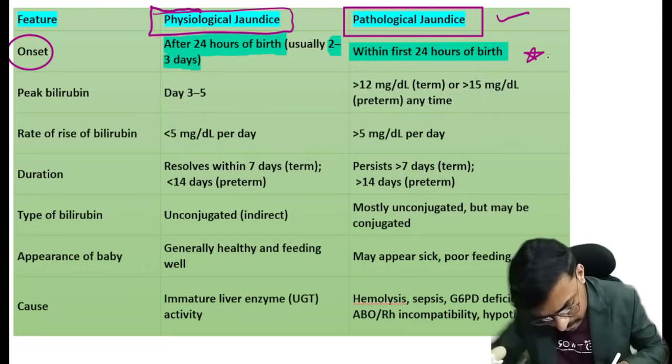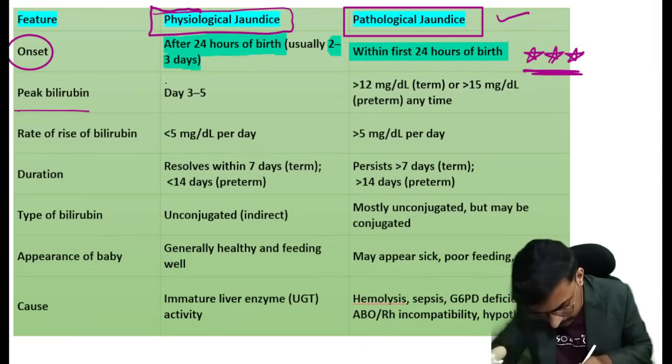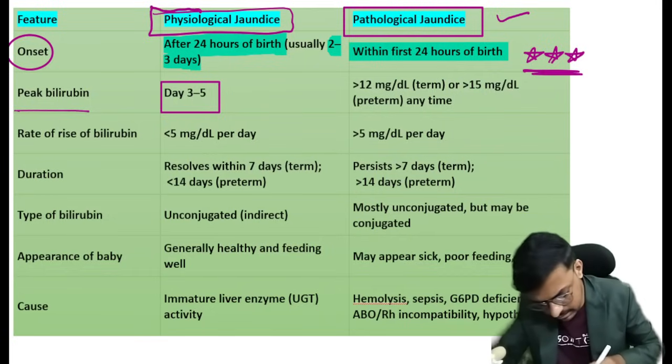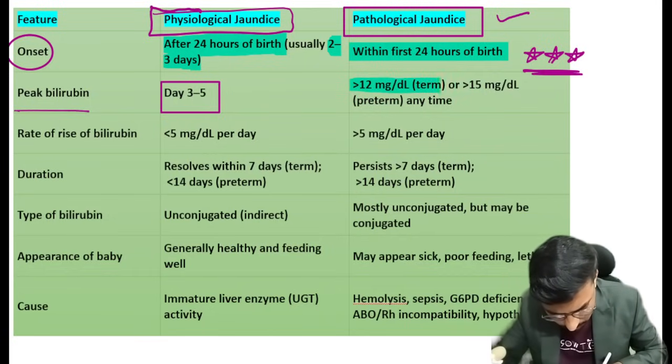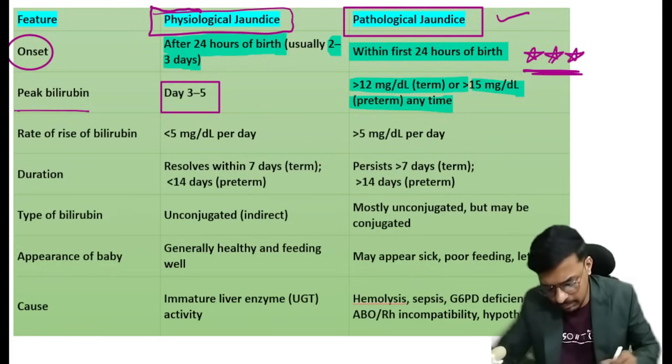The very important and golden point, beta, the onset of the jaundice. Okay, and next is the peak of the bilirubin, which will be on day 3 to day 5 in physiological jaundice. In pathological jaundice, more than 12 mg will be there in the term and more than 15 mg in the preterm, and it can peak anytime.